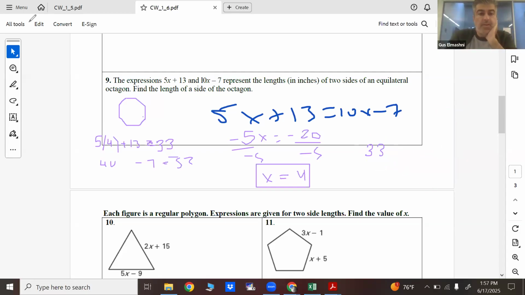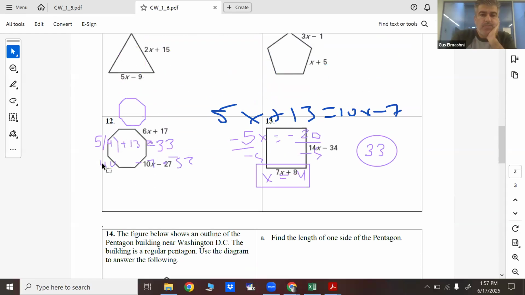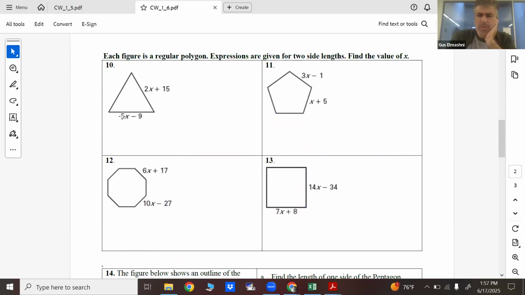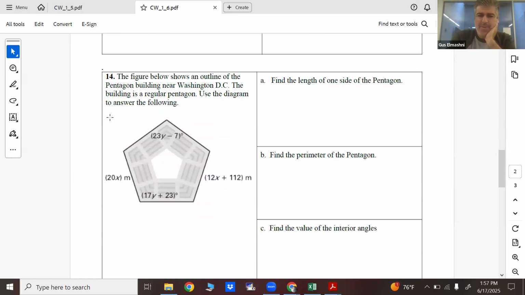Okay, let's keep moving. So this should be pretty straightforward. I mean, just set them equal to each other. You don't have to waste your time. That's just too easy.